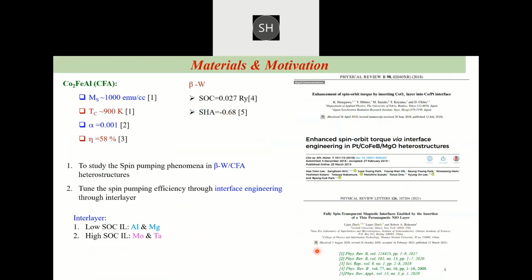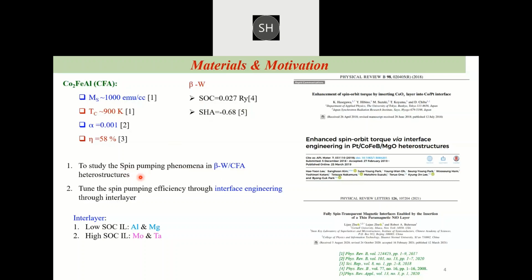In my research, I have opted for a very exotic class of ferromagnetic material, a Heusler alloy, Co2FeAl, which is half-metallic in nature and which results in very low damping constant and very high spin polarization. As a non-magnet, I have opted for the beta phase of tungsten, which is reported to provide very high SOC strength, resulting in a very high spin Hall angle. So the first motivation of this presentation is to study the spin pumping phenomena in beta tungsten/CFA heterostructures.